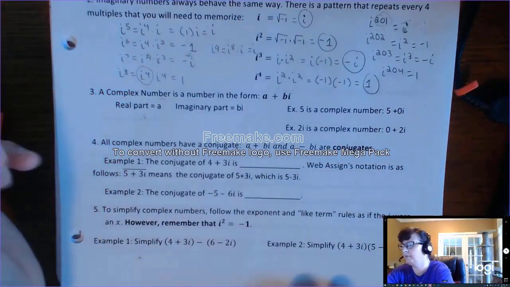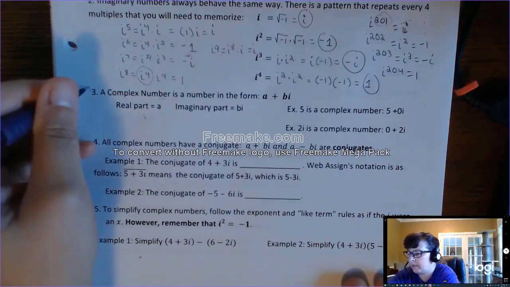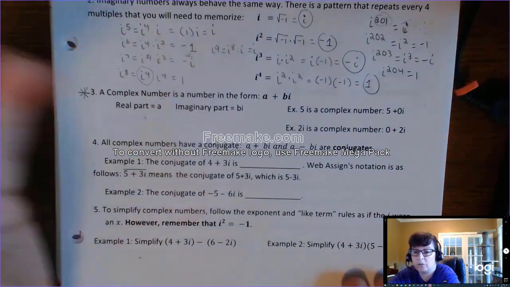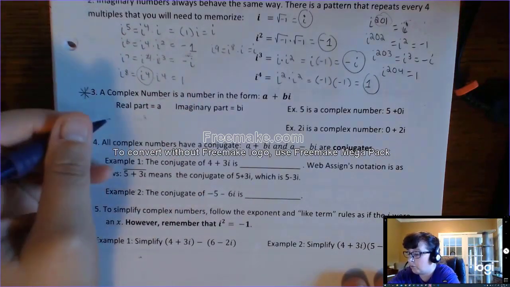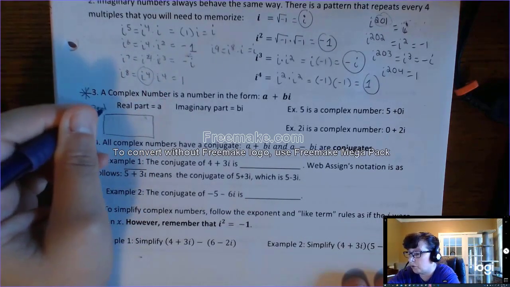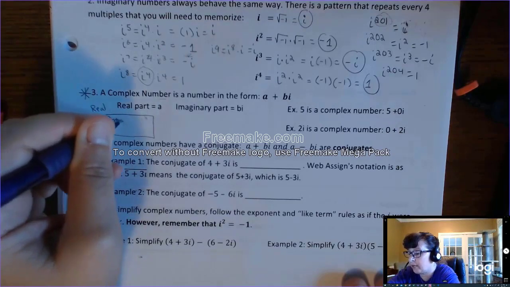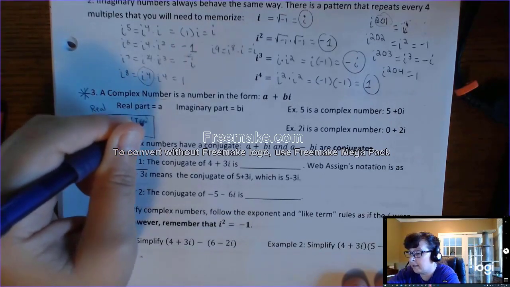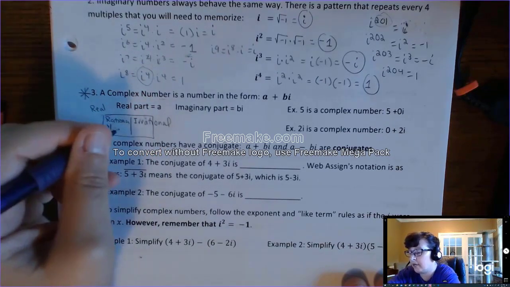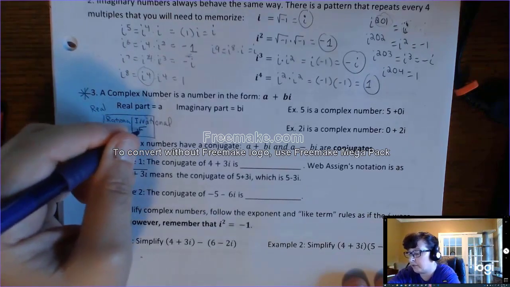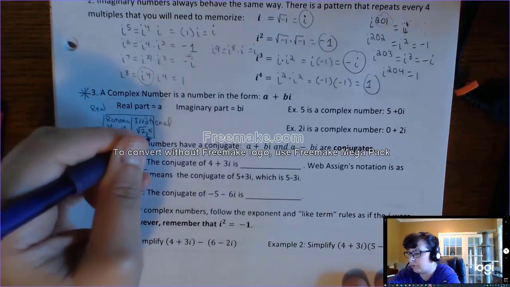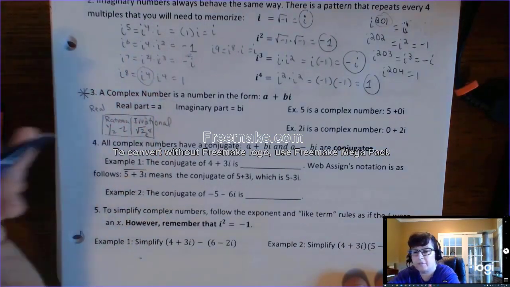Okay, number 3, a complex number is a number in the form of a plus bi. So this is a really big deal. This is opening up what we know of numbers into a larger set. So before we just had real numbers, and real numbers were either rational or irrational. Rational numbers are anything that can be written as a fraction. Irrational numbers are things like square root of 2, or pi, or e, or square root of 3. And that was it for real numbers.